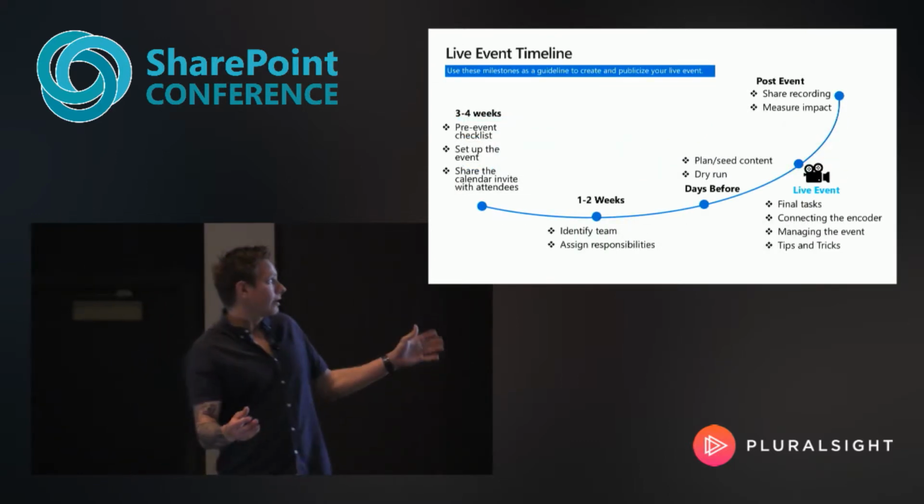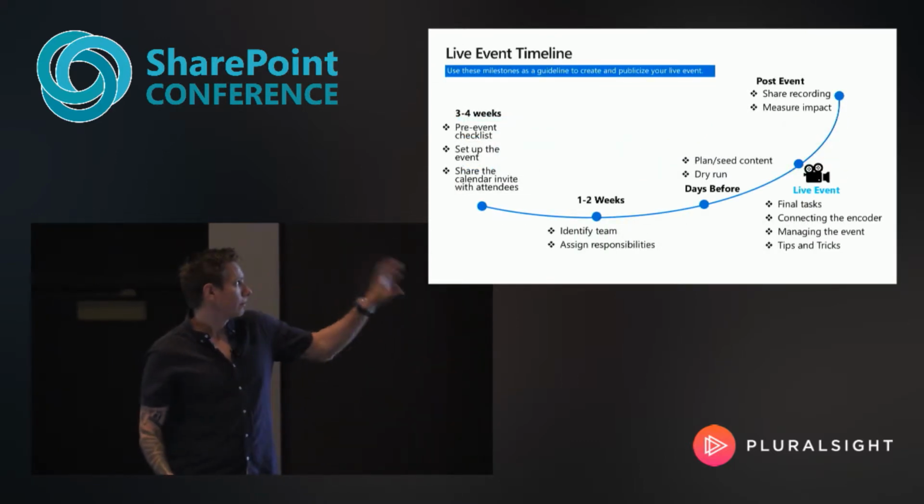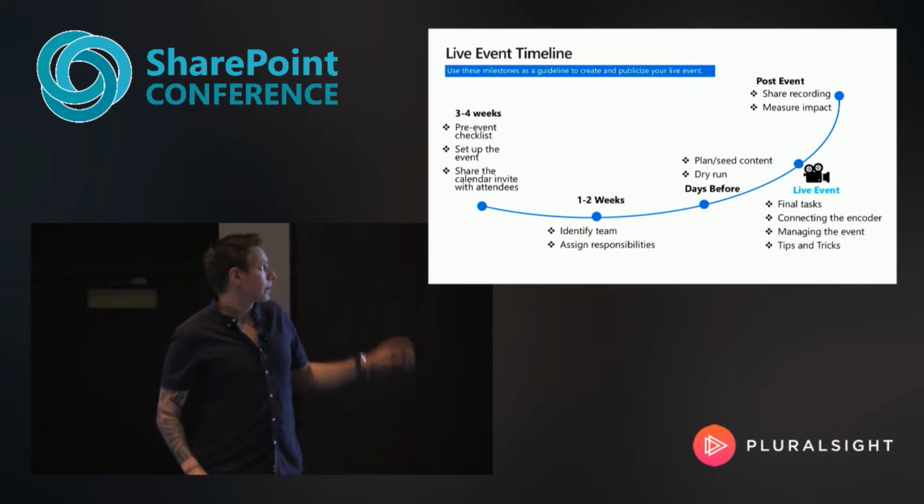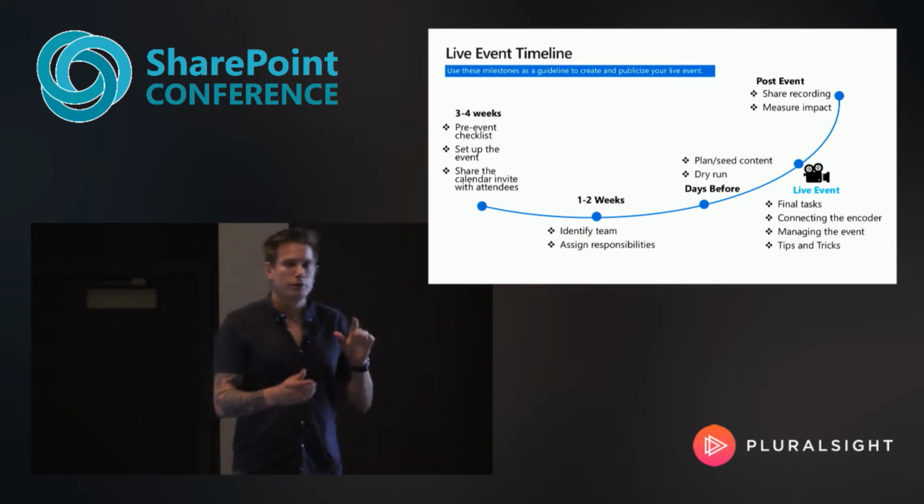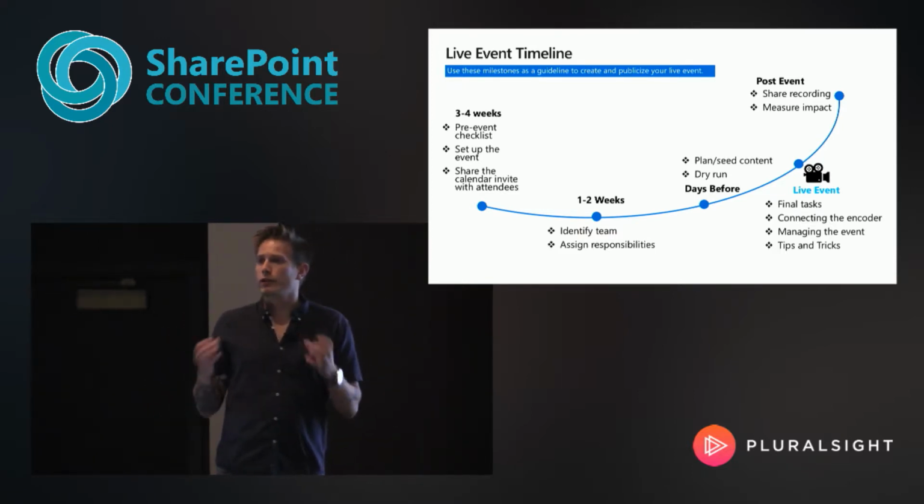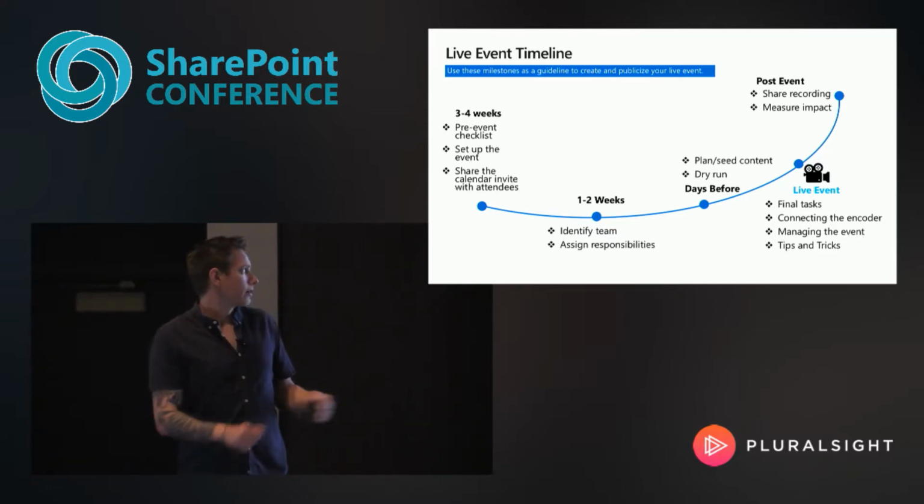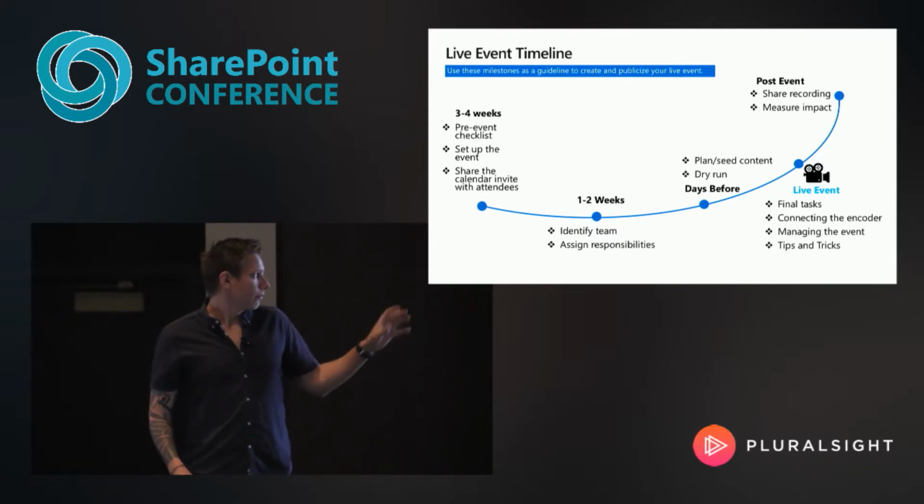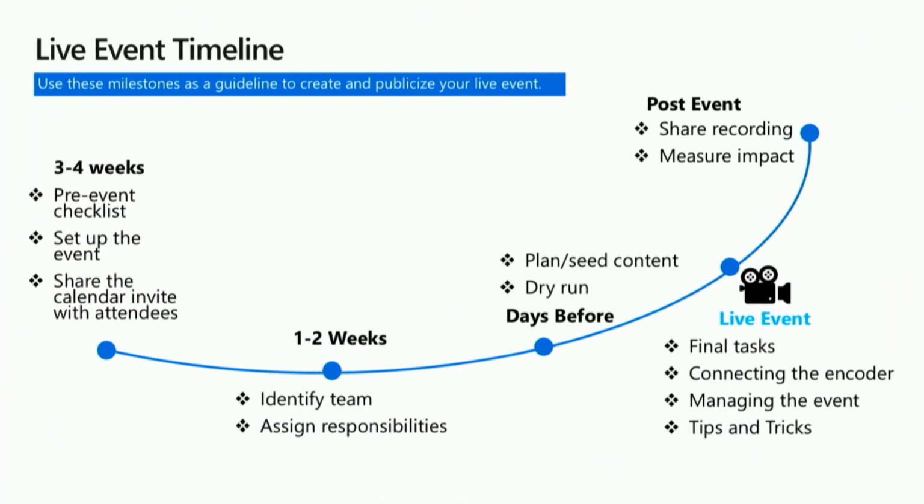So this is what the quick timeline looks like. We're going to talk through this a little bit more, but from a snapshot perspective, a couple weeks out, you want to make sure that you are starting to plan the event, that you're creating the invite and getting it on people's calendars. Within the 2 weeks out window or so, you want to make sure that you identify who your team are, and assign responsibilities, who's going to be managing what.